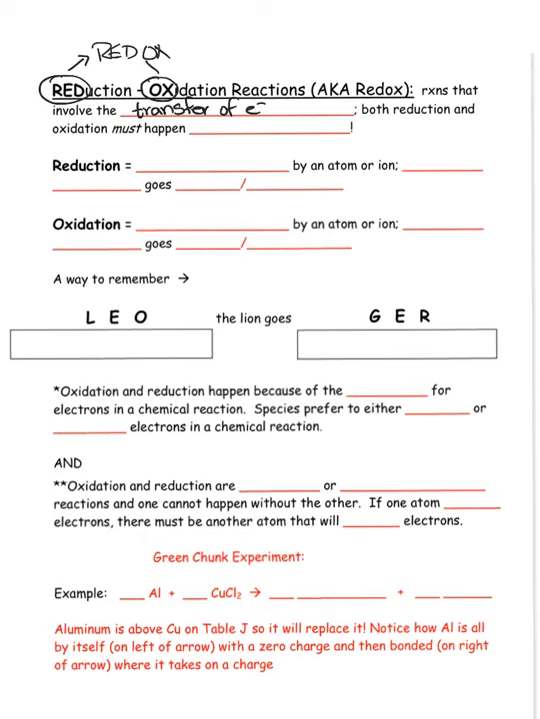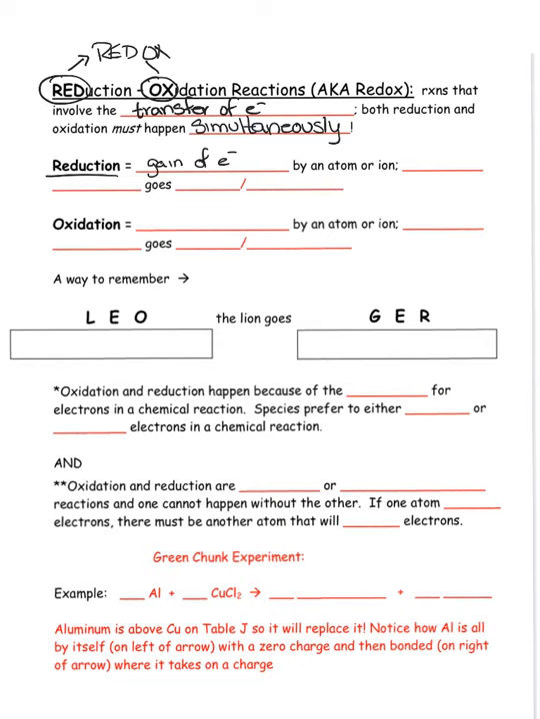And you have to know that both reduction and oxidation must happen at the same time. So we're going to use the word simultaneously. So both reduction and oxidation. If somebody is losing electrons, somebody else has to be gaining them. Okay? What does reduction mean? Reduction means the gain of electrons.